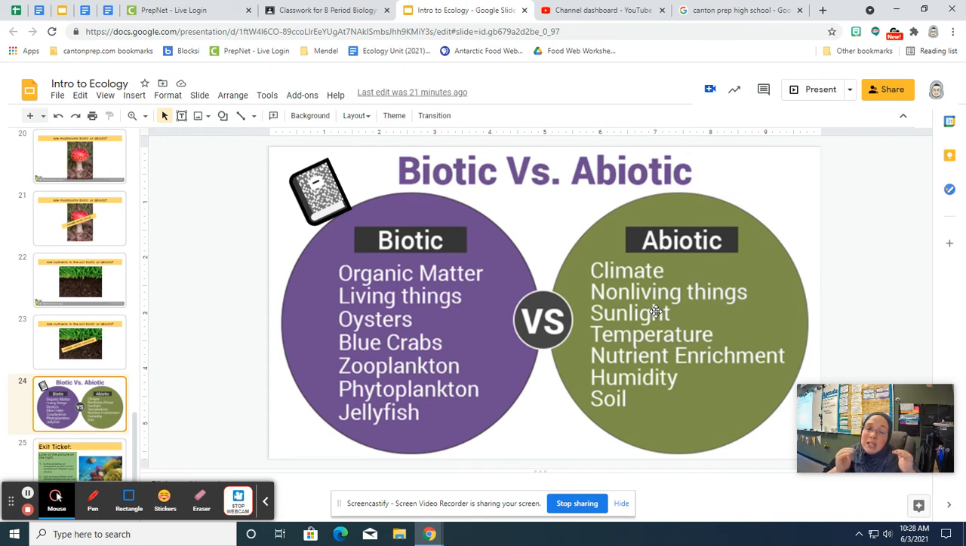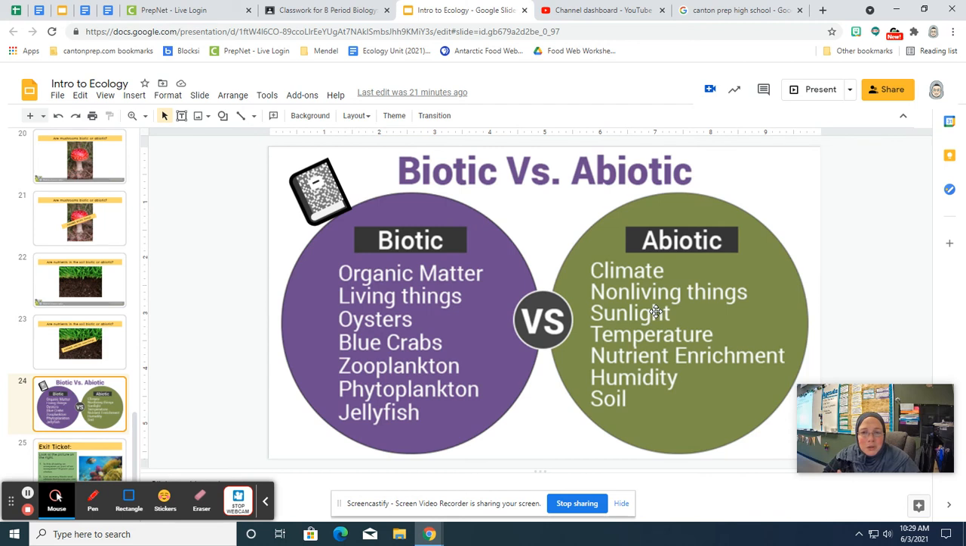We have to take into consideration the non-living things of that ecosystem. We have to look at the climate, right? The pattern of weather over time. We have to look at all the non-living parts. We have to take into consideration the amount of sunlight, the temperature at that time. If we're saying an ecosystem in a specific season, we have to look at the nutrients available, the humidity, how much moisture is there in the air and available, and the quality of the soil.